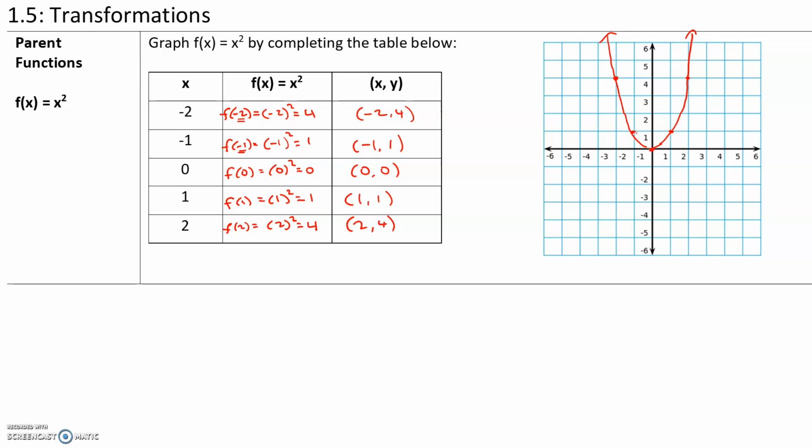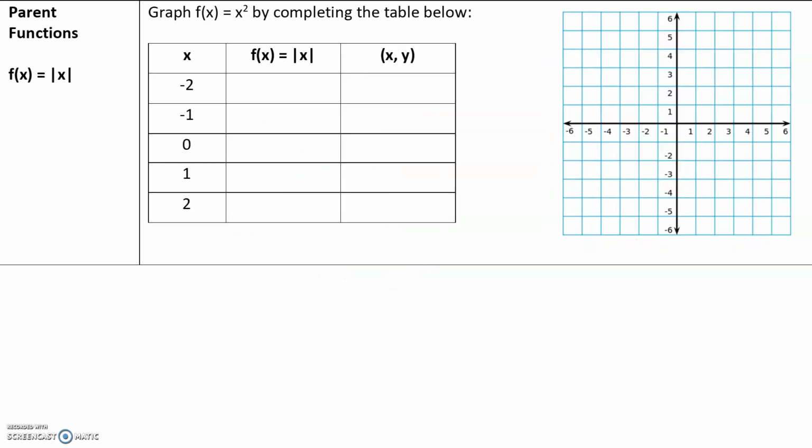Okay, let's go to our next parent function, and notice that the graph is symmetric with respect to the y-axis, which means that this is an even function. An even function is a function which is symmetric to the y-axis, as we talked about in a previous section.